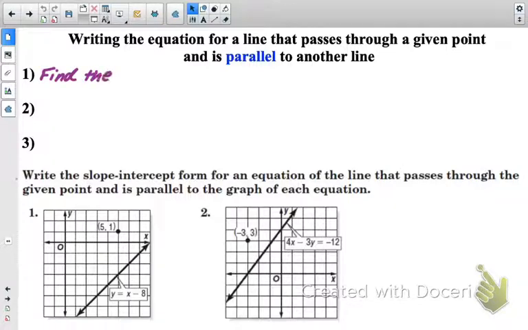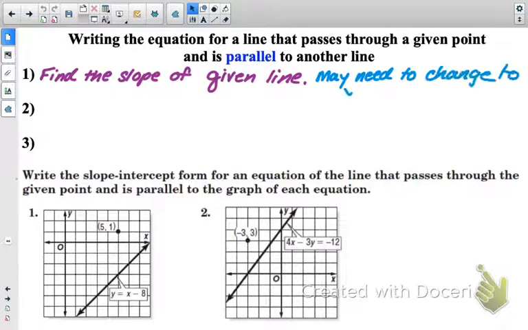So first step is going to be find the slope of the given line. Parallel slopes have the same slope. Sometimes we might need to change it to y equals mx plus b first. All right, if it's in standard form, we can't see what the slope is.